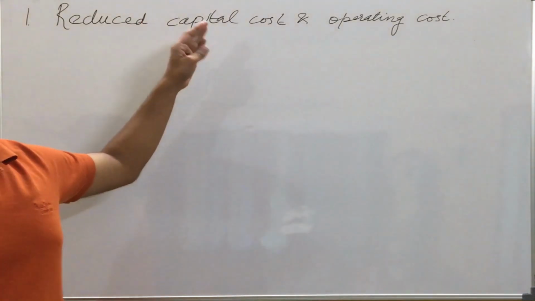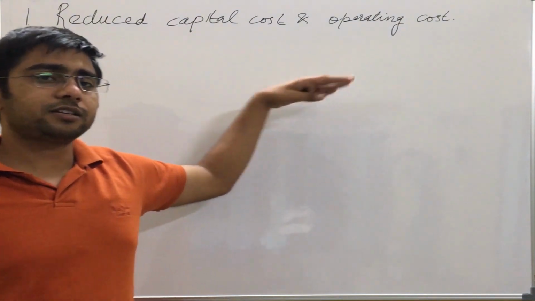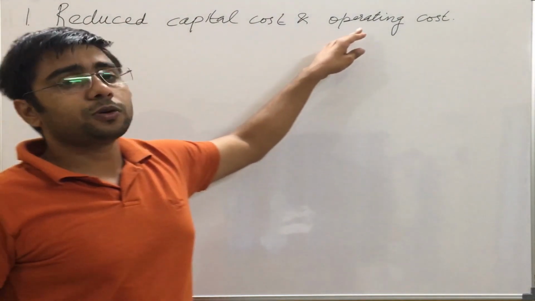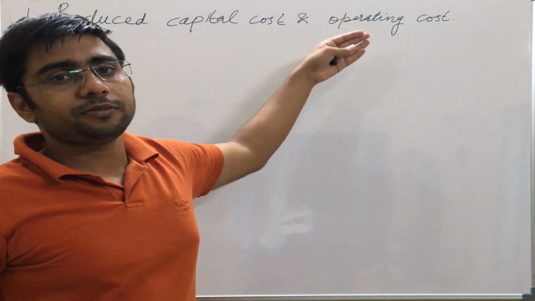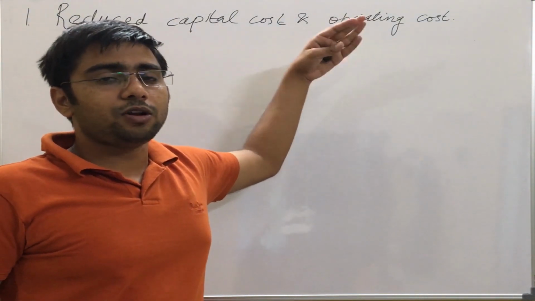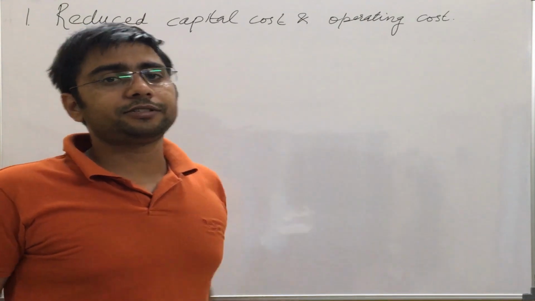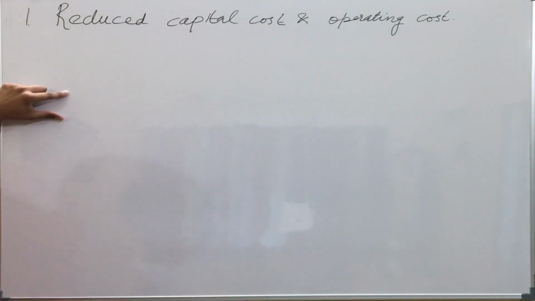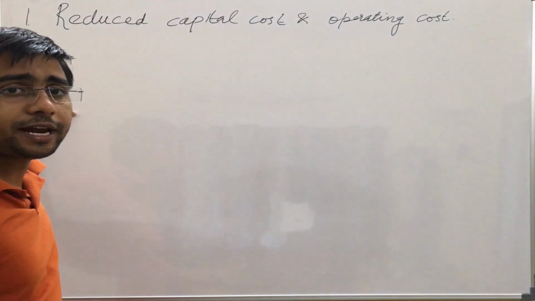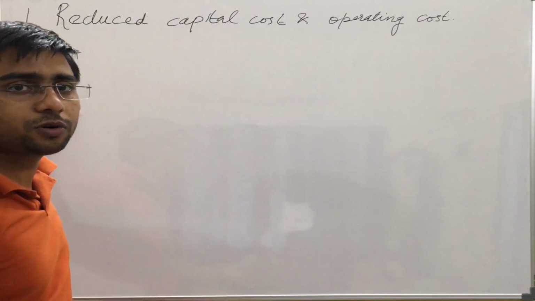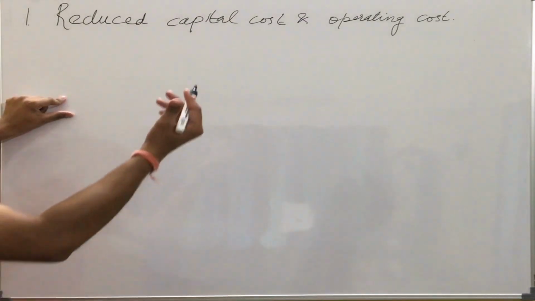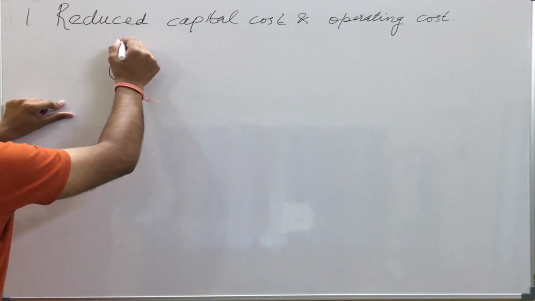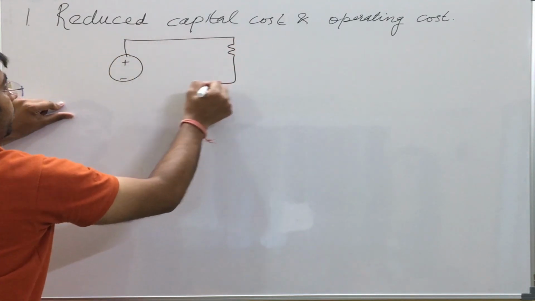The capital cost of three single-phase systems will be higher as compared to the three-phase system, and also the operating cost of the three-phase system is a little bit lower as compared to three single-phase systems. How? Let us see. If I use three single-phase systems in supplying three different loads, how will I do that? Let us say there is one source. It will supply one load.